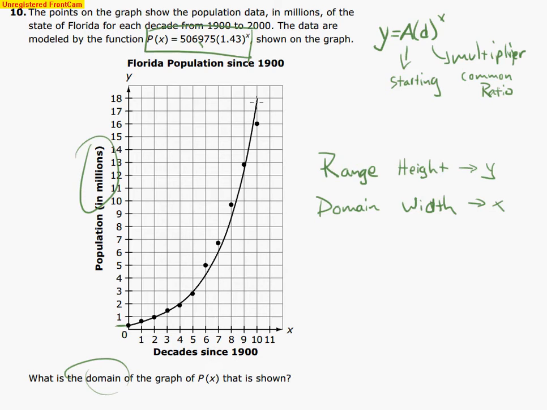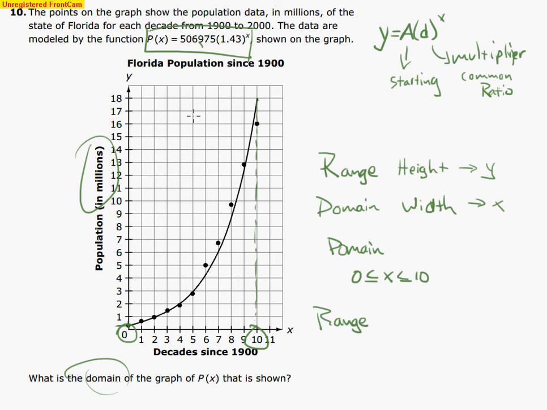So if you go look at your shape, the highest x value is this 10, and the lowest x value is the 0. So my domain would be 0 is less than or equal to x is less than or equal to 10. And now let's check the range. I'll use blue for this.